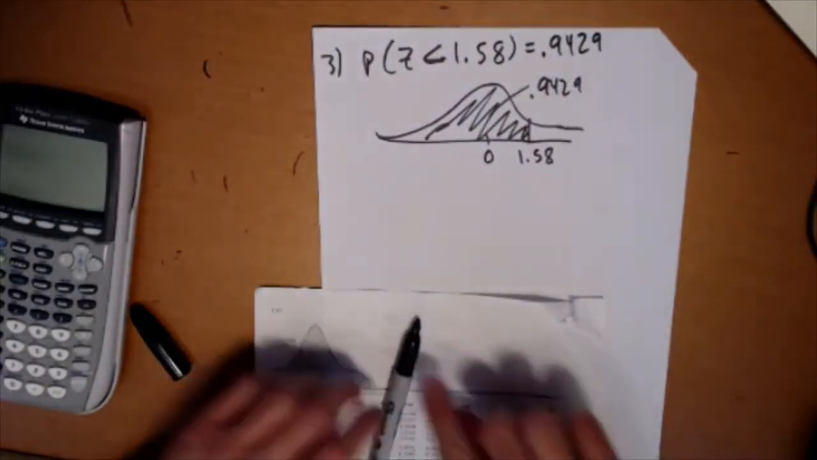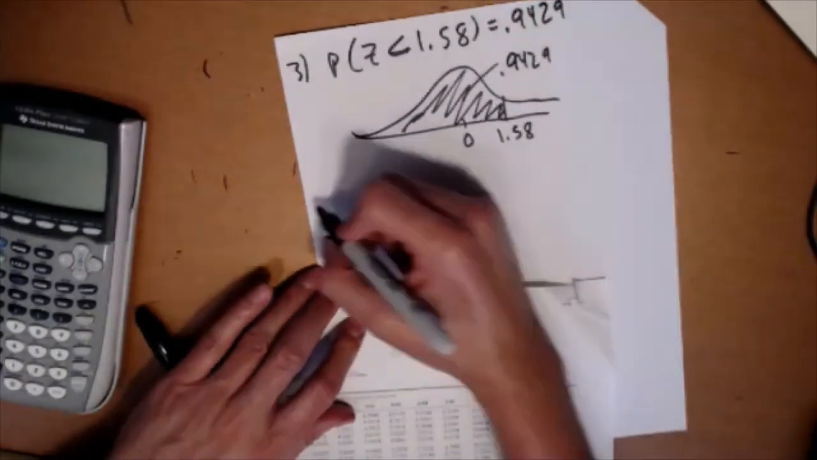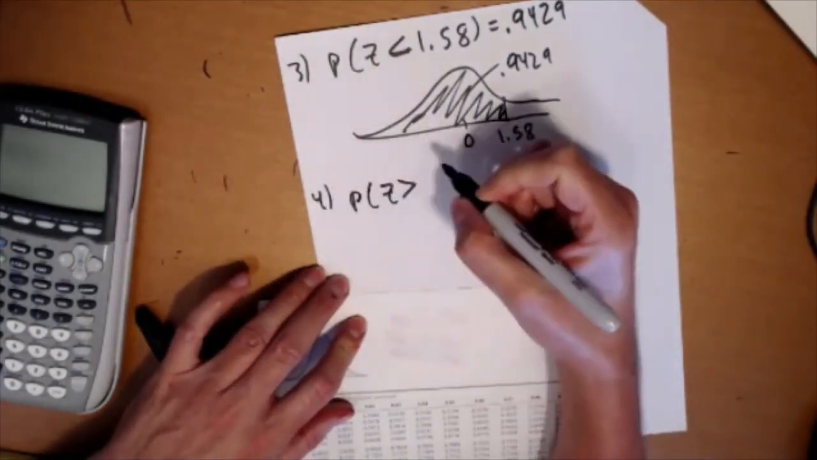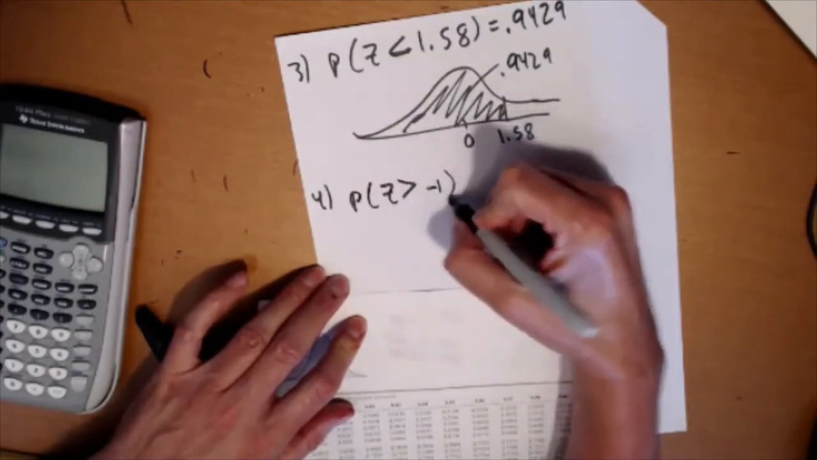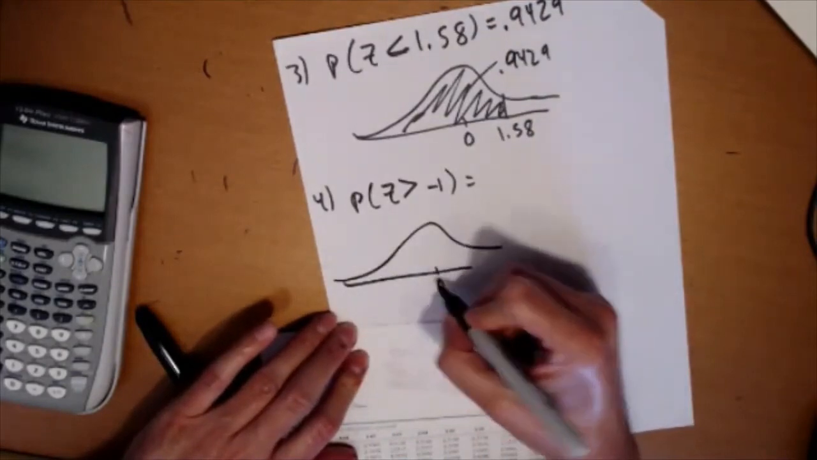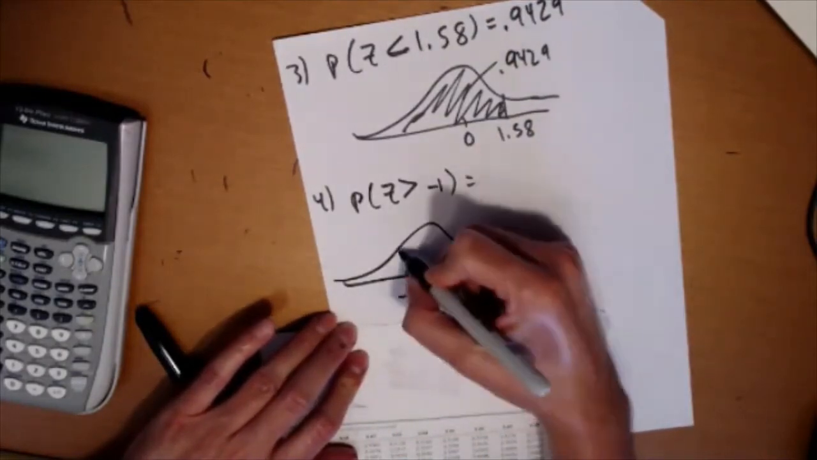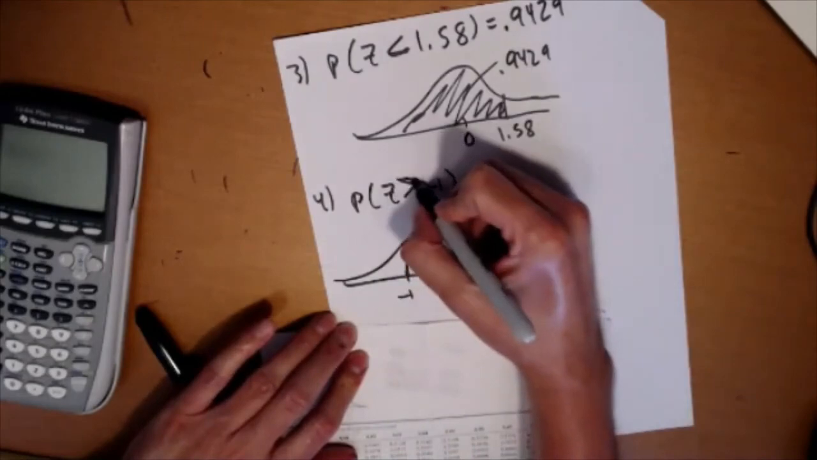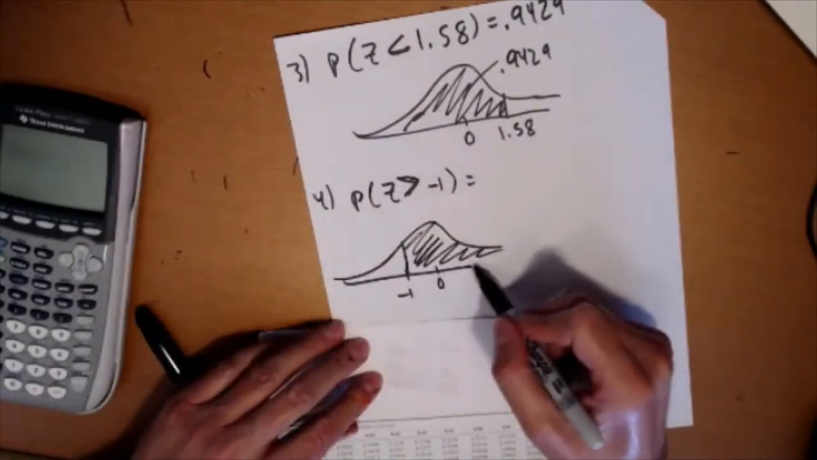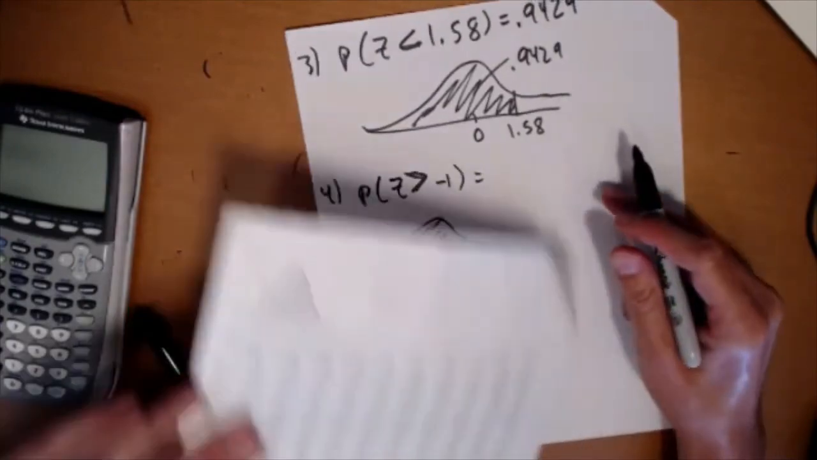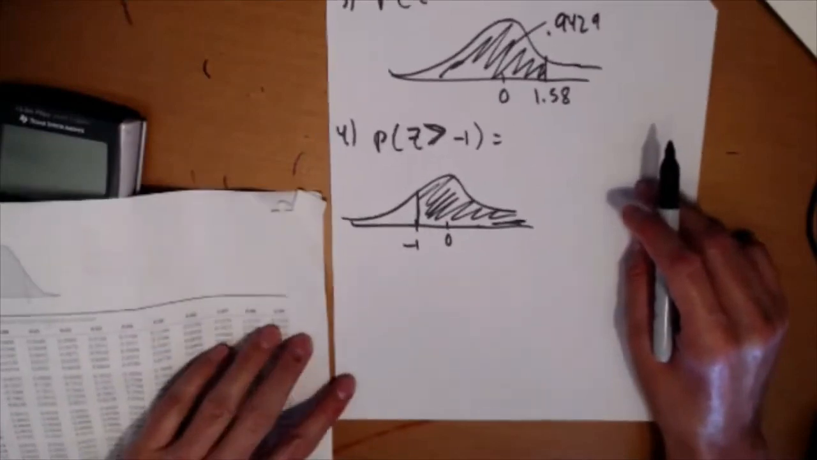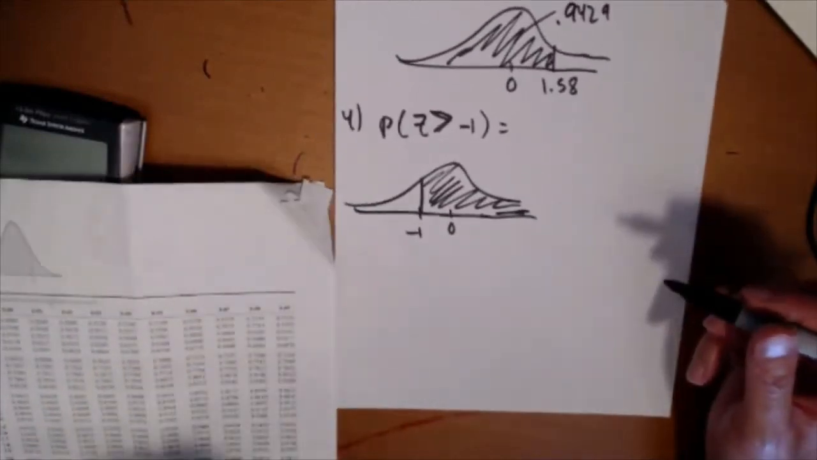Okay, question 4. Ooh, right tail. Probability that Z is greater than -1. Let's draw a picture. 0 is in the center. -1 is right here. Which way do I shade? To the right. See how it's pointing to the right? Right tail. But I have a left tail table. So here's what I would do.